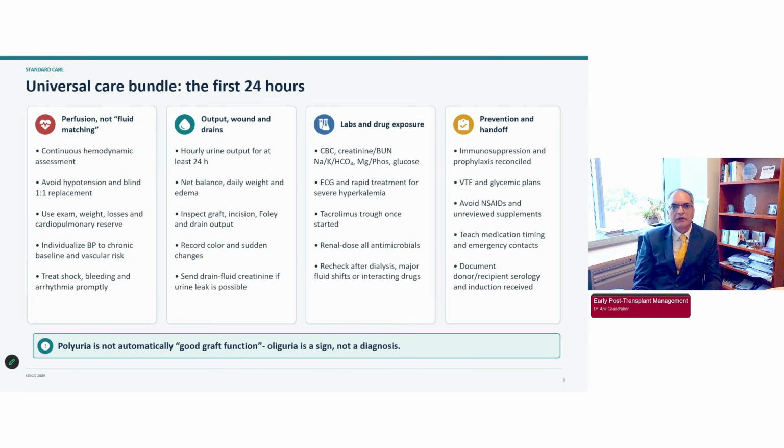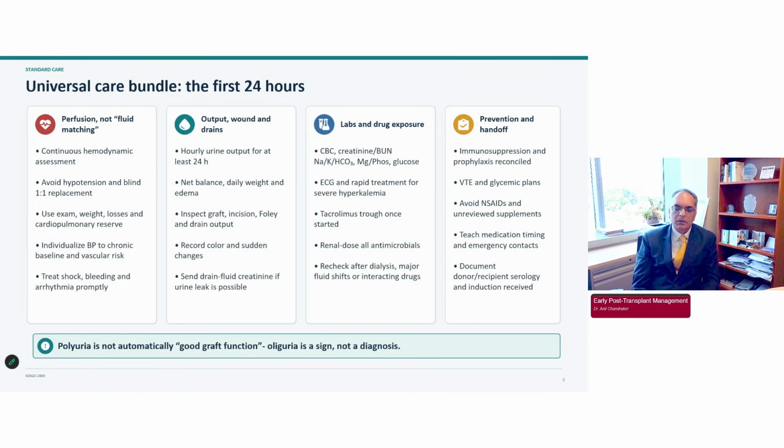So really, within the first 24 hours, the way you can think about this is that perfusion is really important to think about as an issue, and you need to do continuous hemodynamic monitoring. You need to avoid hypertension, as that can potentially cause graft dysfunction. It's important to assess the individual patients and their requirements for fluid replacement, and not just blindly do a one-to-one replacement. And of course, individualized blood pressure control.